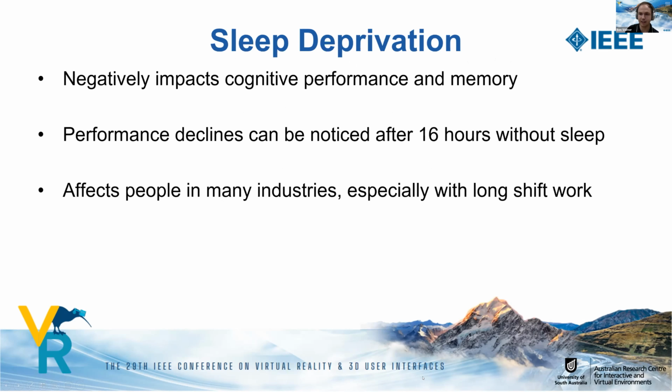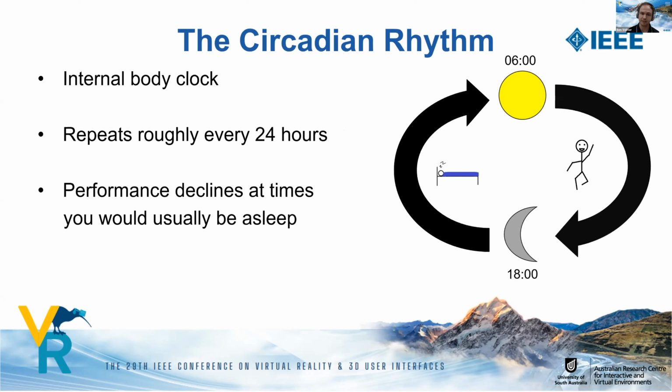So first, I would like to highlight some information regarding sleep deprivation. Sleep deprivation has a negative impact on our cognitive performance and memory. And this decline in performance can be noticed with as little as 16 hours of being awake. So sleep deprivation is important to consider as it can affect people in many industries. Another factor to consider alongside sleep deprivation is the circadian rhythm. This rhythm is our internal body clock that repeats roughly every 24 hours. During the time that we would normally be asleep, performance is known to decline heavily.